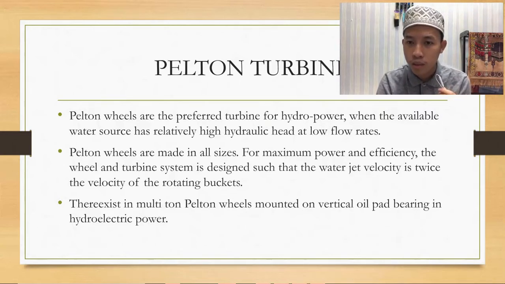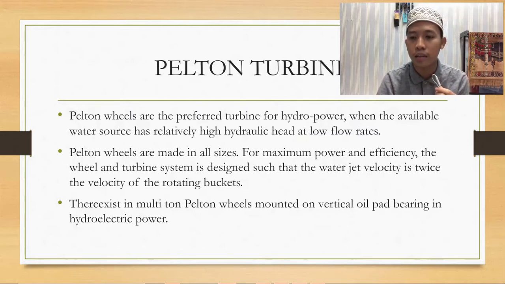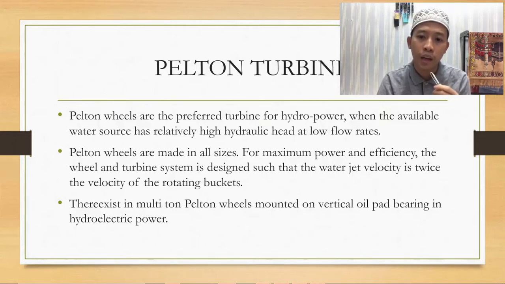The wheel and turbine system is designed such that the water jet velocity is twice the velocity of the rotating bucket. So you can see here that the water jet velocity is twice the velocity of the rotating bucket. They exist as multi-jet Pelton wheels mounted on vertical oil pad bearings in hydroelectric power.